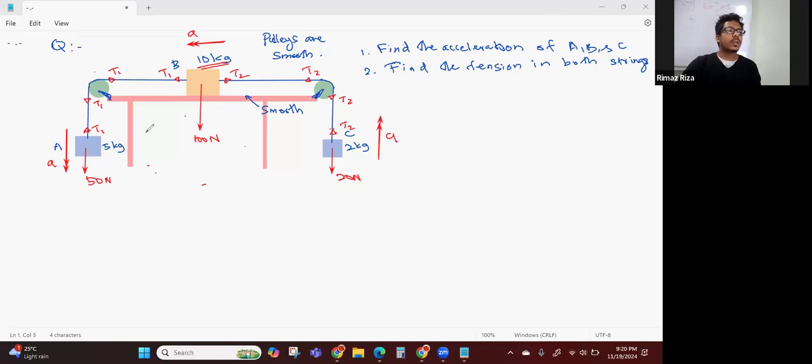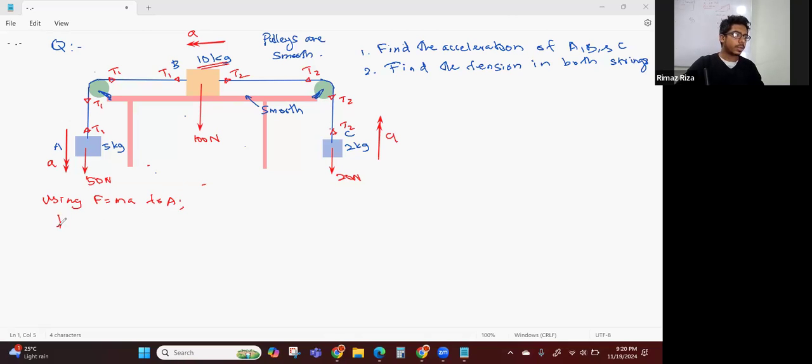Okay, so the first thing we have to do is apply F equals ma, right? First we had to mark all the forces, so we did that. We are done. So then we can apply F equals ma for each of these masses. First, to A, using F equals ma.